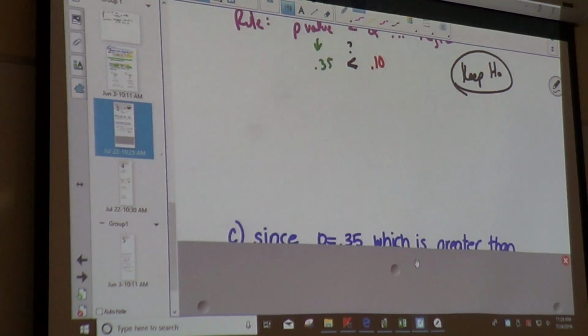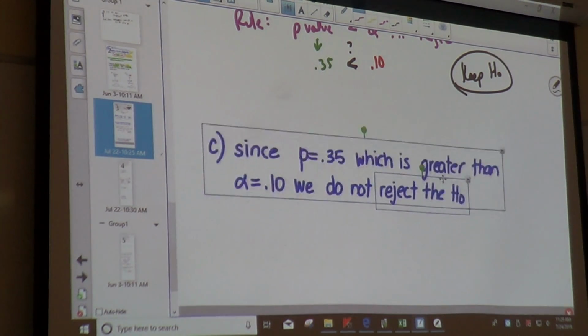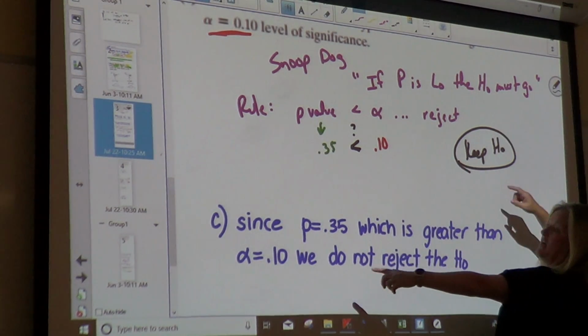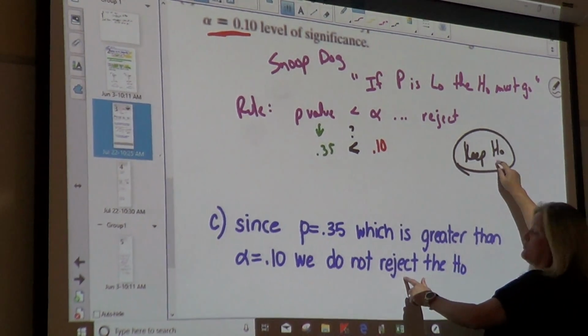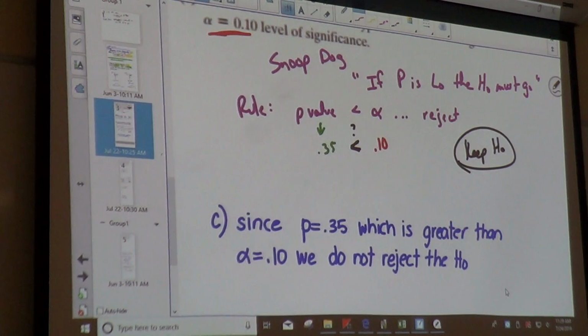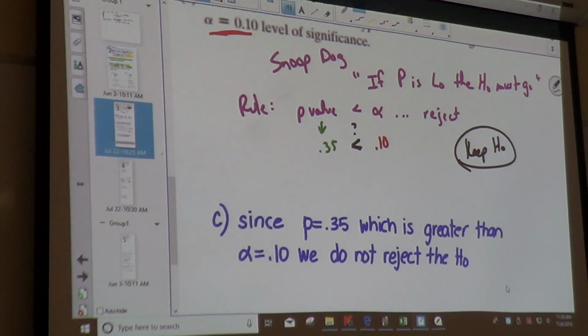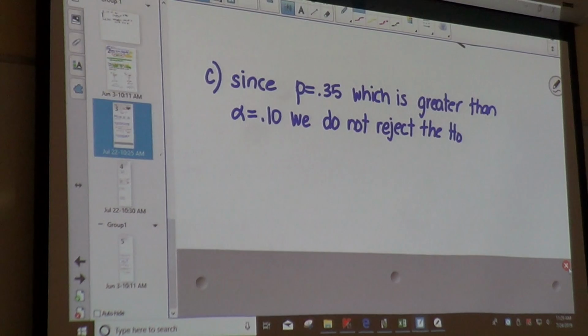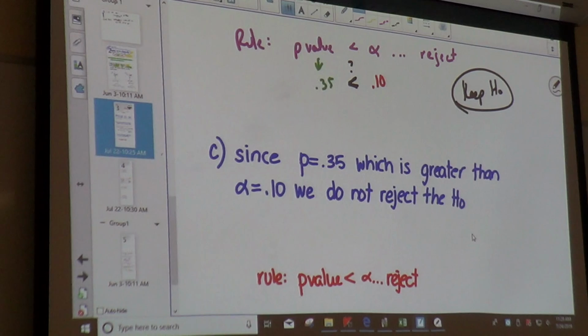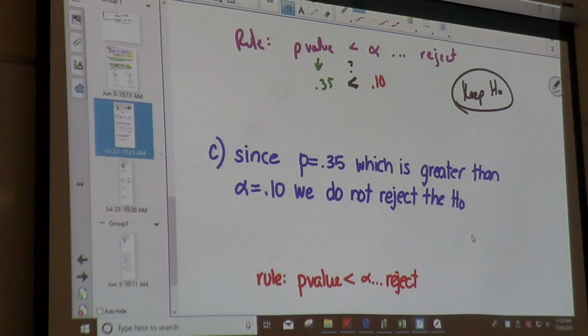So down here, let me pull it up so you can see it. Since P is 0.35, which is greater than alpha equals 0.10, we do not reject the H naught. We keep it. So that was that second rule. If you can't draw it, you're going to say if the P-value is less than alpha, you reject it. Or if the P is low, the H naught must go. However we can remember it. If your P-value is less than alpha, you reject it. It's got to go.